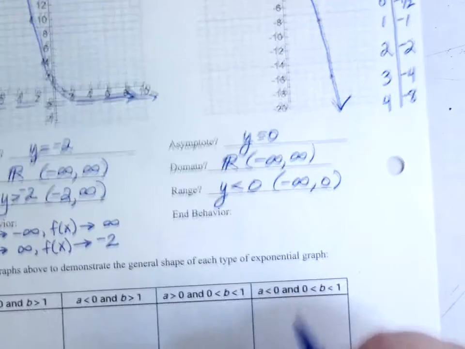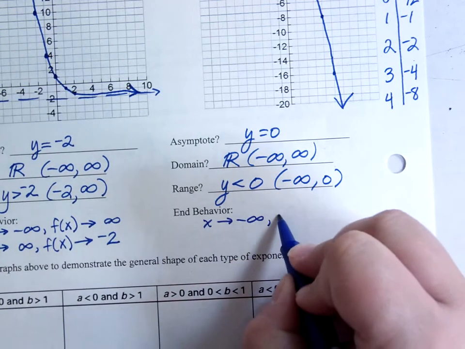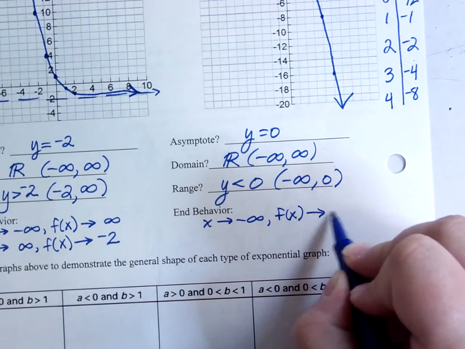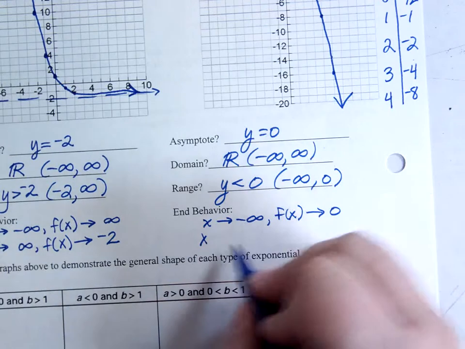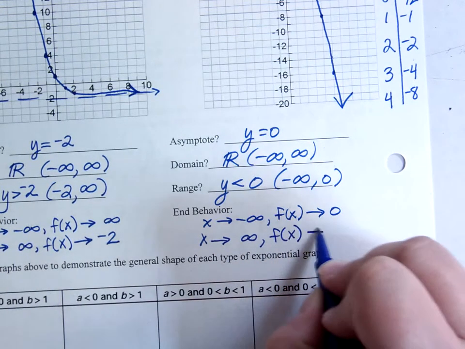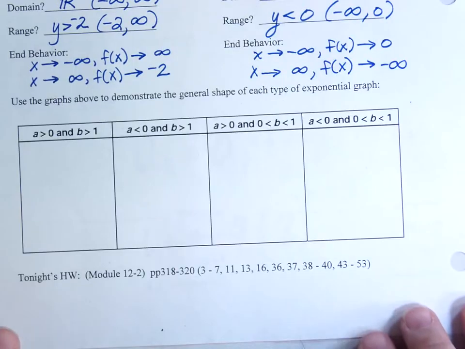On this one, on the left, it's approaching 0, and on the right, it's approaching negative infinity. Okay, this last part may be the most useful thing on here for you.